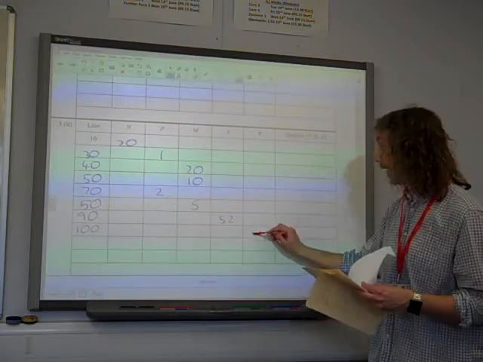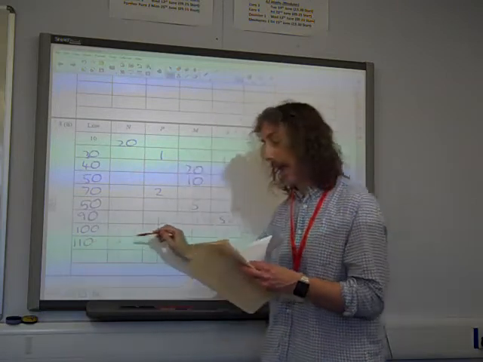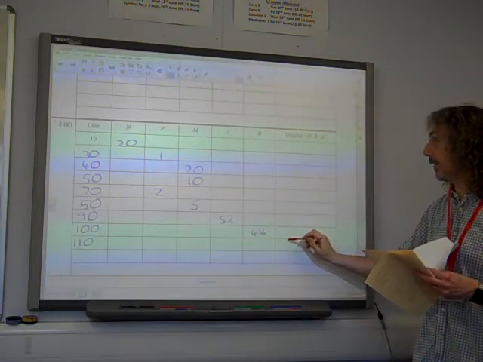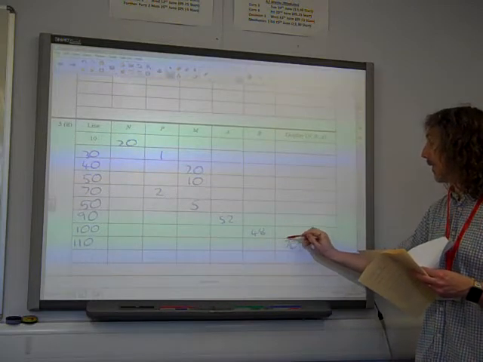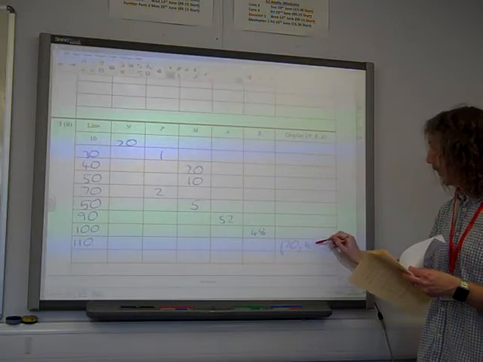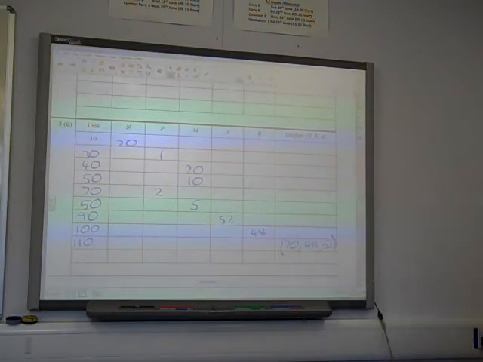52 minus 4 is 48. Line 110, display n, b, and a, and then stop. So n is 20, b is 48, a is 52, and then stop. Great, we've had a lot of fun.